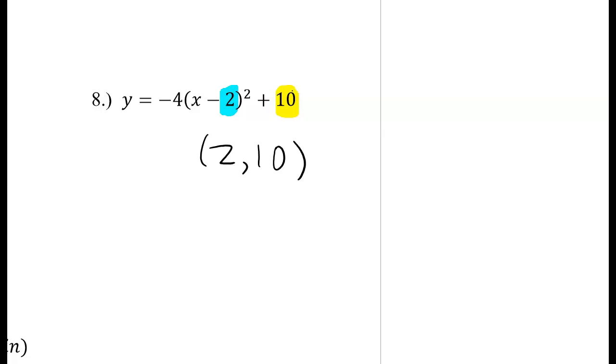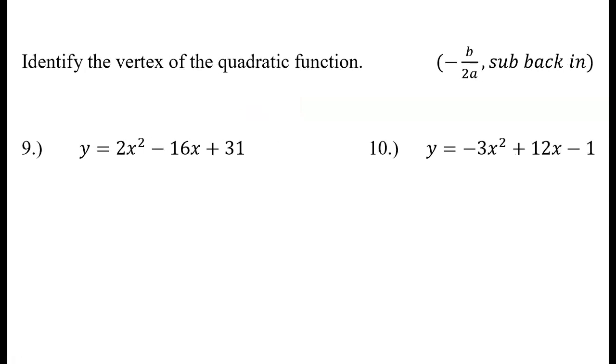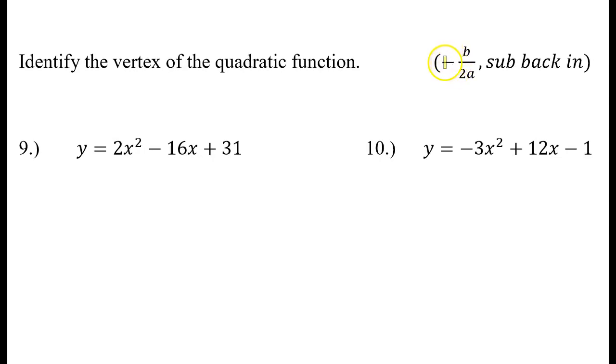Let's talk about how to do it in standard form. In standard form, we require a little bit of math. If you look up here, there's a little note. It says negative b over 2a, and then comma, sub back in. So I'm going to follow those directions and do negative b over 2a to find the vertex when we're in standard form.